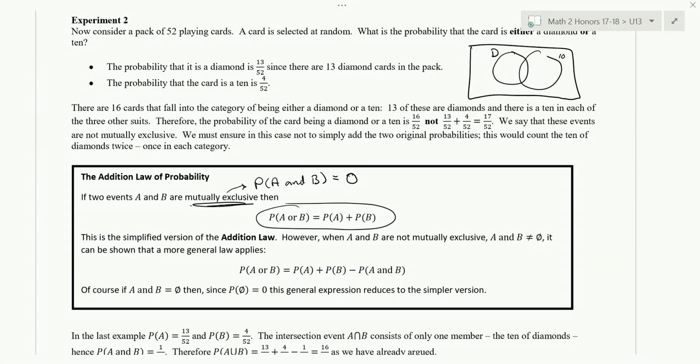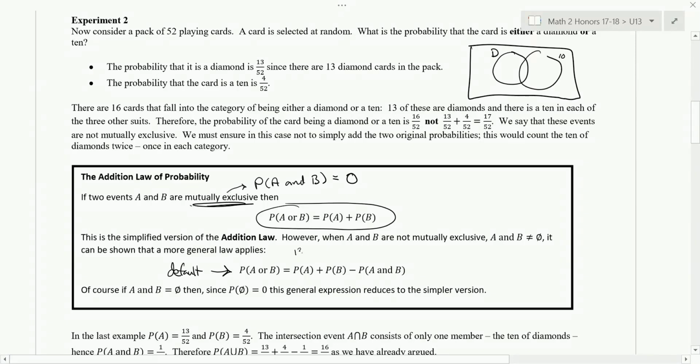So the second formula works actually on every case. So if you're not sure, this is your default formula, okay? By default, always go to this one, because this works on all cases. Because if it's mutually exclusive, what happens to this part? It goes away. And then you get that formula, right? So this one always works. It's our default.